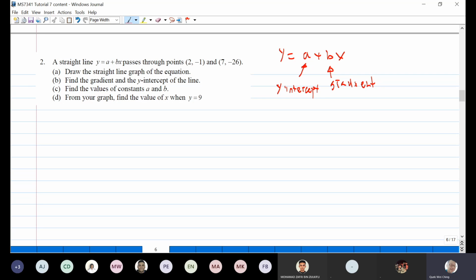So instead of mx plus c, they use a plus bx here. So you have to know which one is the gradient. The number b is the gradient now. You find the gradient based on the formula, pass through 2 points, and draw the graph for the y-intercept. The calculation is very similar to question 1, so I leave it to you.